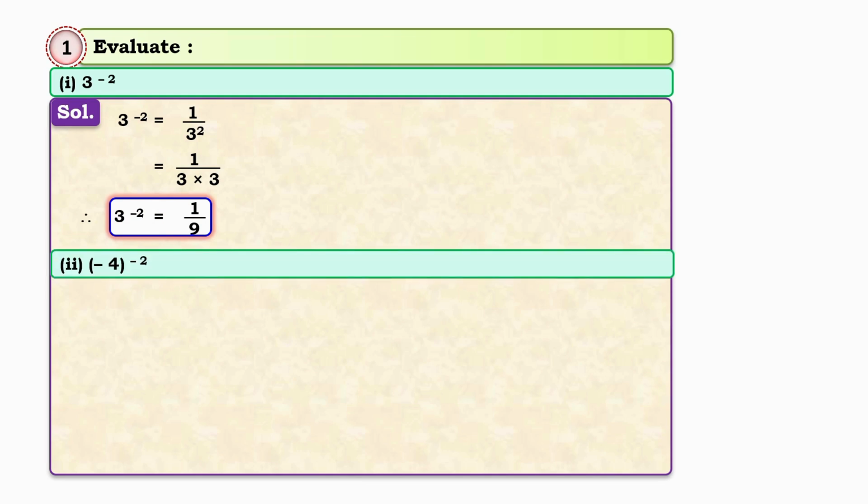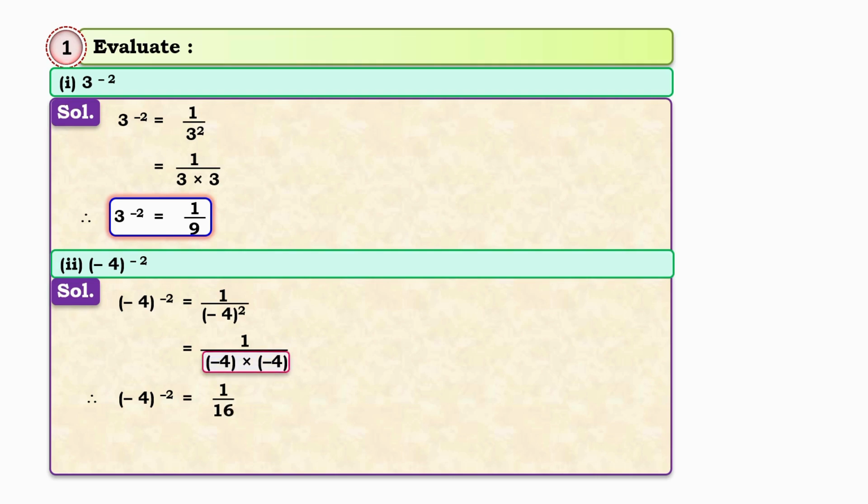Now another problem. Minus 4 to the power minus 2. So again we have to apply the same law. So minus 4 multiplied by minus 4, we know that whenever we are multiplying the same sign, that is minus, that will become positive. So that's why it will be positive 16. So 1 by 16, that is the answer.